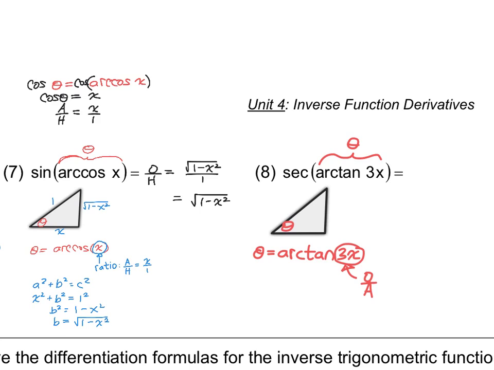So tangent ratio is opposite over adjacent. So 3x would be my opposite side. The adjacent side would be 1. Pythagorean Theorem. This one's a little easier because when you have the two legs, you're squaring them, adding them together, and just throwing a radical over them. When you have the hypotenuse and one of the legs, it's a little bit of a different story. So 1 plus 9x squared is what you're going to end up with here.